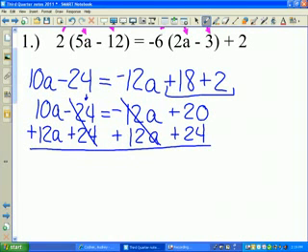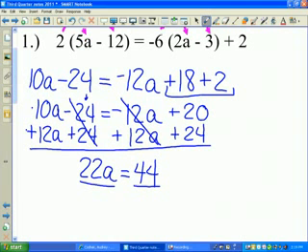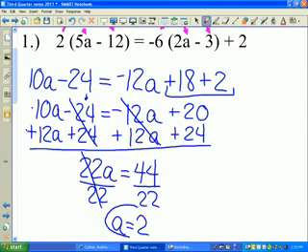So now let's go ahead and combine our like terms. 10a plus 12a gives me 22a equals 20 plus 24 gives me 44. So I want to get a by itself. That means I have to do the opposite of this multiplication, which is division. So I'm going to divide both sides by 22 so I can get my a by itself. Now 44 divided by 22 will give me 2.